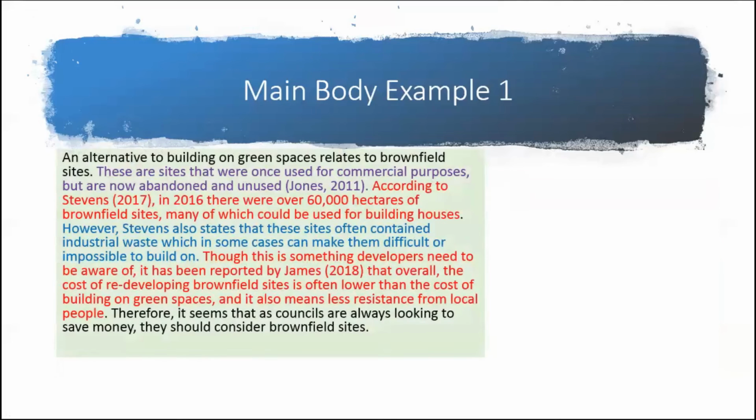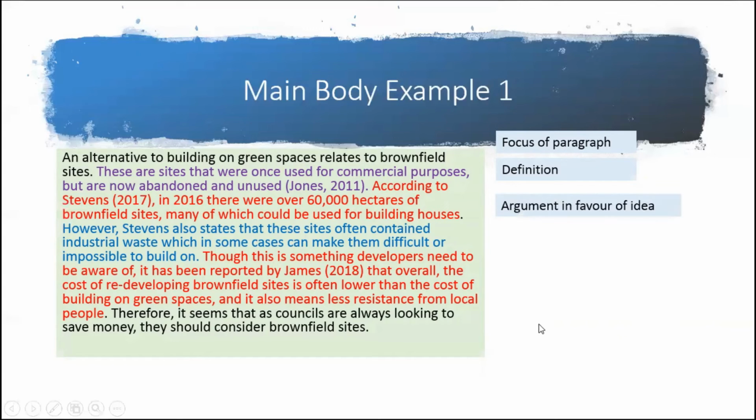Okay, so here's the paragraph again. We've got some colors, which hopefully you can see. So the focus of the paragraph: an alternative to building on green spaces relates to brownfield sites. Right, so we know that's what the paragraph is going to be about. It's going to be about brownfield sites being used. Then we have a definition, just so we're clear, so the reader's clear that we understand what brownfield sites are. Remember, in essays, you're showing the reader that you know the information. Okay, so as it says, there's a definition of brownfield sites.